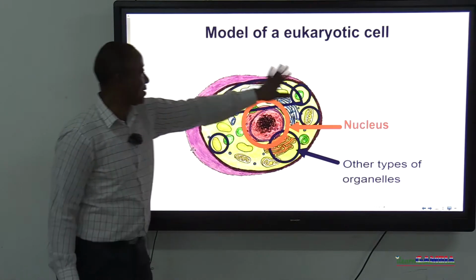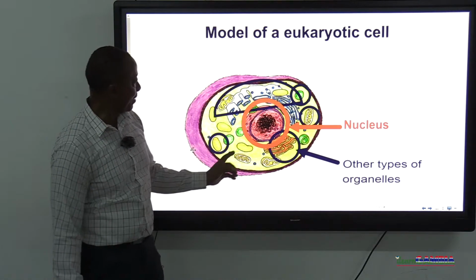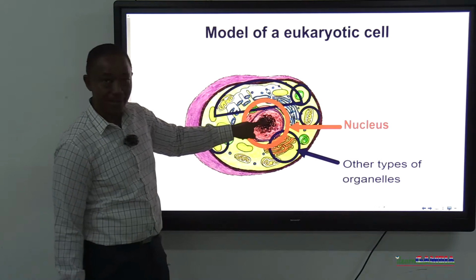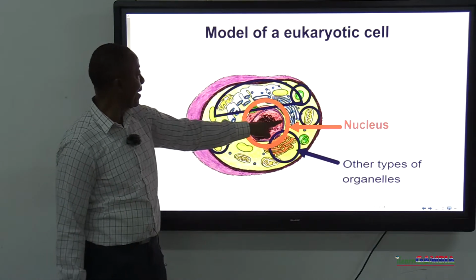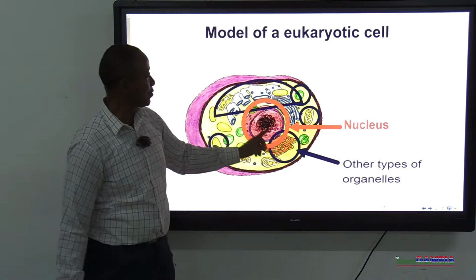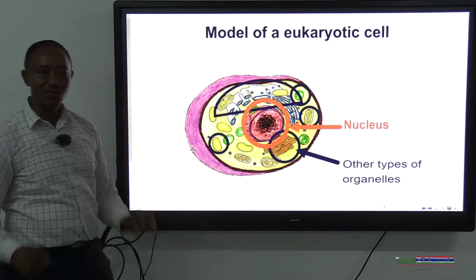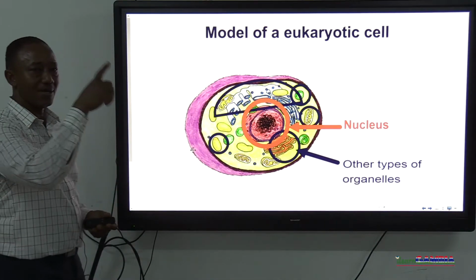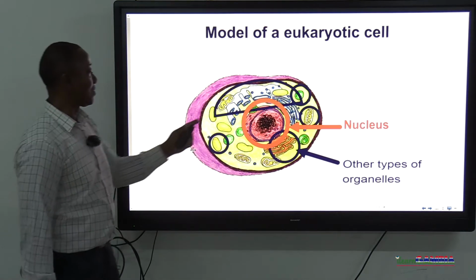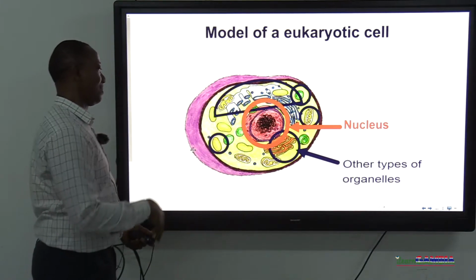So here is a typical model of a eukaryotic cell. That's the nuclear material, the chromosome or DNA, and then you have the membrane around it. This is the membrane. So that makes it a nucleus. You only say it's a nucleus if the membrane surrounds the chromosome. But if the membrane is not there, it's not a nucleus, it's just the nuclear material. That means the material that is found in the nucleus.